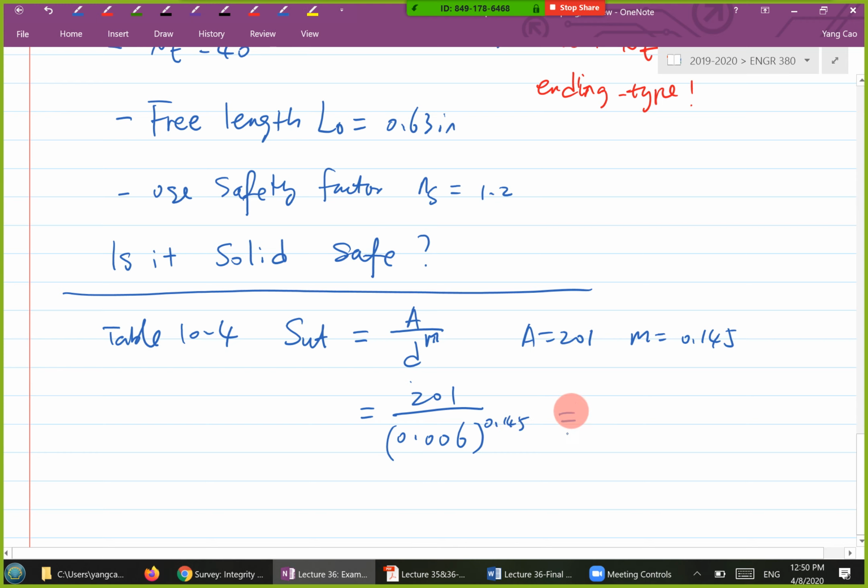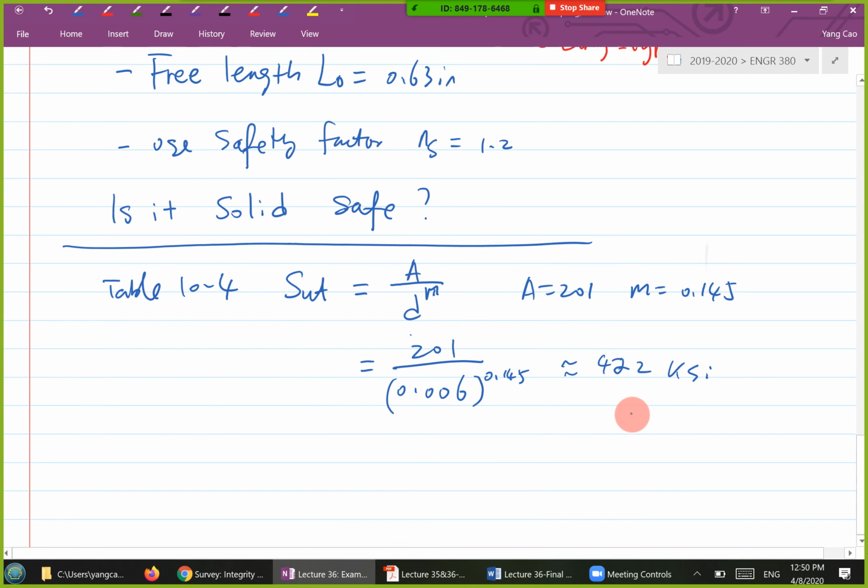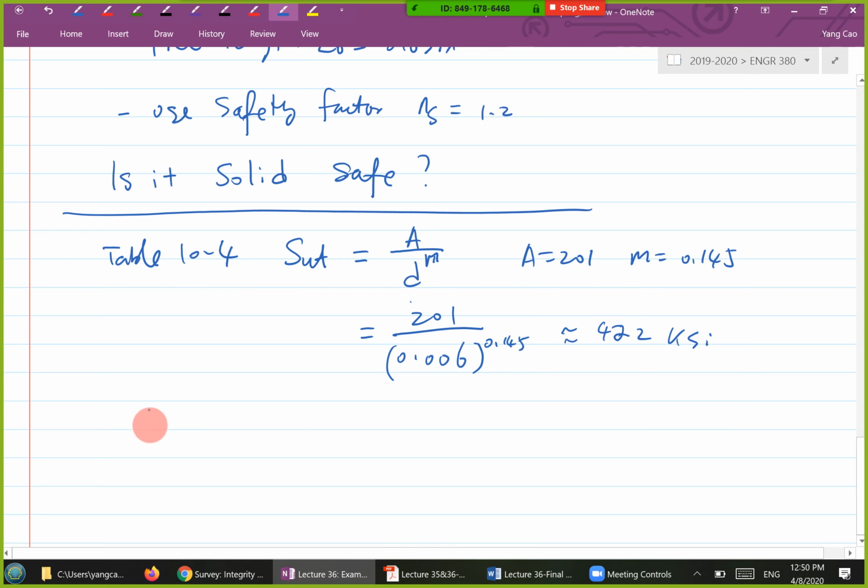And this gives you approximately 422 psi. Okay, we've got SUT. So now let's calculate SSY, shear strength.